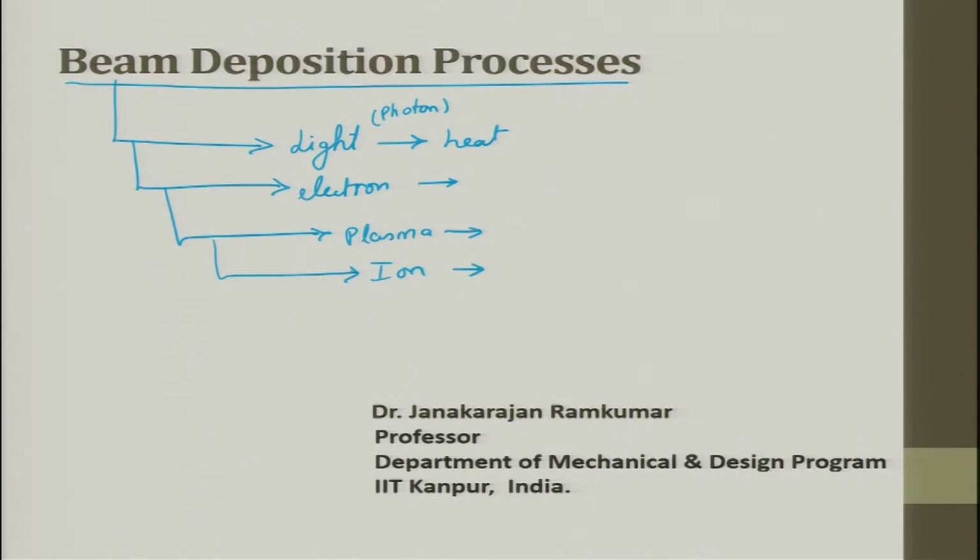You can use any of these sources, and when the source strikes the material or matter, it tries to interact, and when it interacts, it tries to generate heat. We choose in such a way that it generates heat rather than transmitting. This heat will be used for sintering or melting, and you try to get the required output. So, this is what will be covered in a nutshell in this lecture.